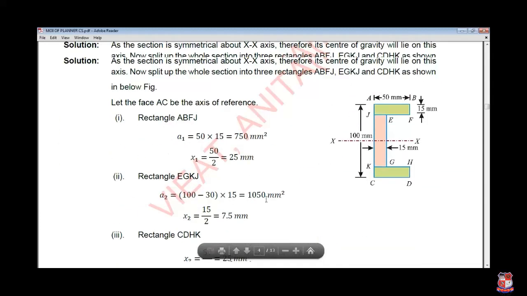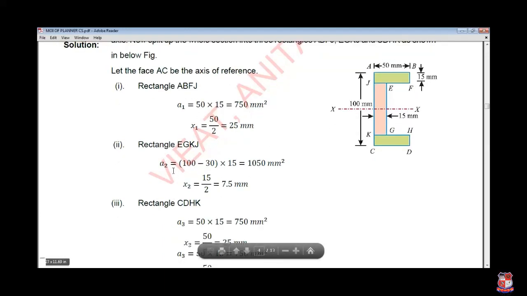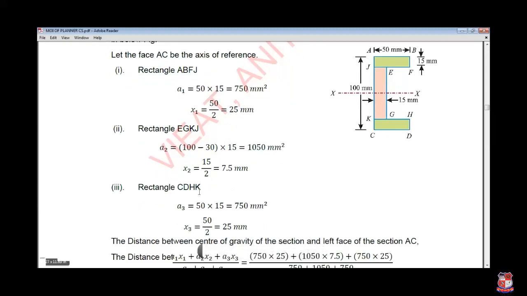This object is symmetrical. See this example here: find the centroid of the channel C shape they have given. As we know, if you cut this object along the x-axis, you directly get your y bar, so your y bar is 50. Now you have to do the exercise for x bar. A1 x1 is 50 by 2. For the second portion, he has taken this portion, so its x bar is 15 by 2, as we know where its centroid is located.